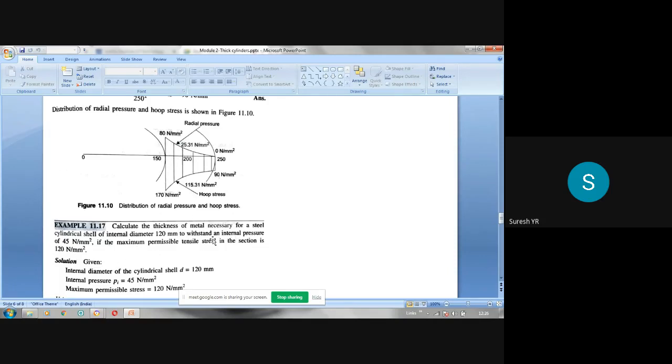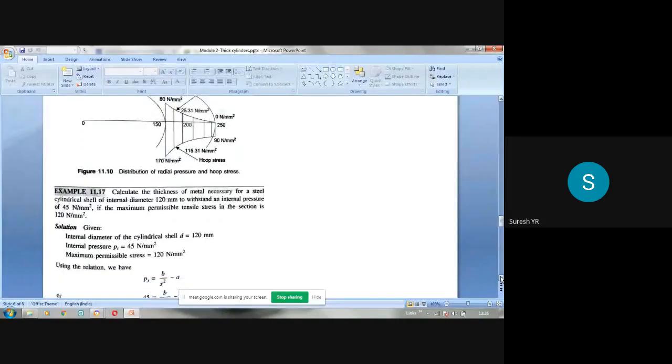And Pi is given here, internal pressure 45 Newton per mm square. T is unknown here. So internal diameter is given 120 mm. So internal radius becomes 60 mm, half of this. So internal diameter 120, internal pressure 45, maximum permissible stress 120. See, this is the data given.